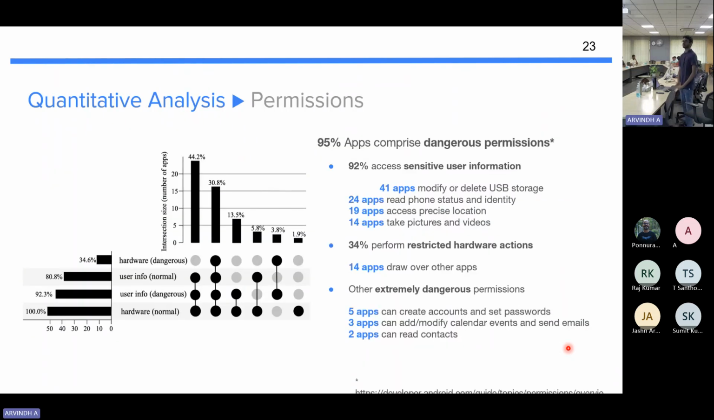I will now move on to the quantitative analysis. We start out with permissions. 95% of the apps request dangerous permissions. The dangerousness of a permission is defined by Android themselves, and we do not define it. 92% of these apps access sensitive information, which is very suspicious given that they are a simple platform which just rewards users for what they're doing. For example, 14 of the apps ask permission to take pictures and videos. You won't be able to redeem your points until the user gives the permission. What is even more suspicious is that 2 of these apps, for some reason, need to read your contacts, modify your calendar, email, even send emails, create accounts, set passwords. So users are being exploited on multiple fronts.